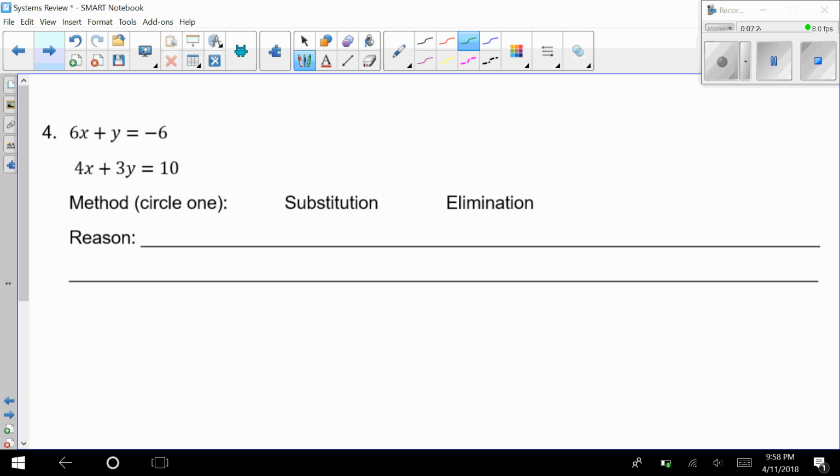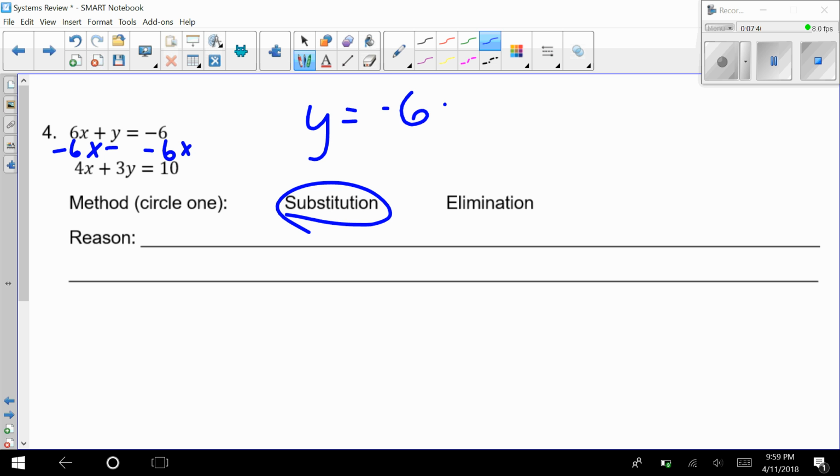Now you get to solve using either method. In this case, I have 6x plus y equals -6 and 4x plus 3y equals 10. I'm going to solve using substitution because I noticed that I can easily solve for the y in the first equation. So to solve for y, I'm going to subtract 6x off of both sides. So I end up with y equals -6x minus 6. I'll plug that into the other equation for y.